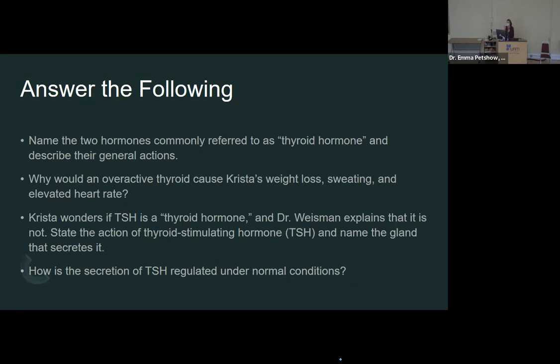Great. Yep, absolutely. Easy as that. TSH stimulates T4 to T3 from the anterior pituitary. Good. And then how is TSH regulated under normal conditions? Negative feedback loop. Absolutely. Yep. Simple as that. Negative feedback loop.